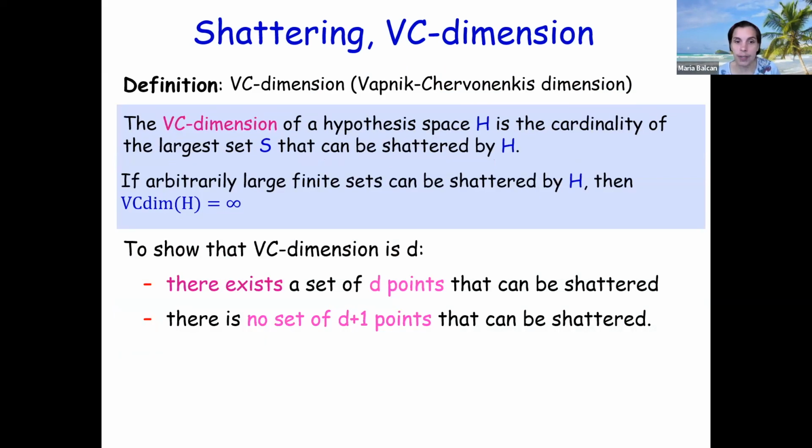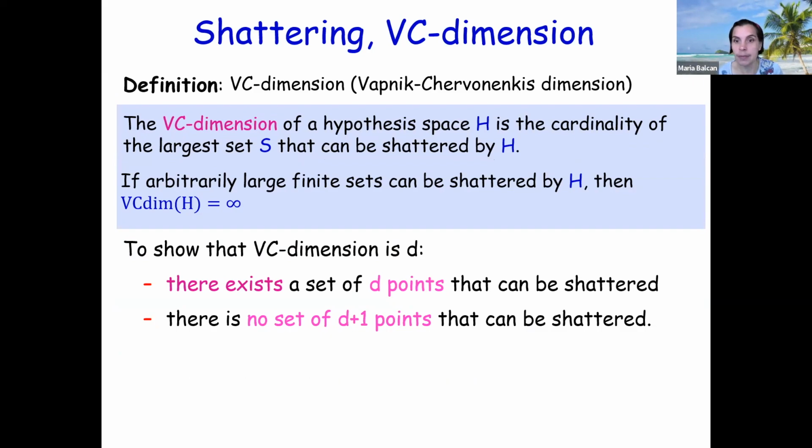And so to show that the VC dimension of a hypothesis space H is D, what we need to show is that there exists a set of D points that can be shattered, that can be labeled in all possible ways using classifiers from H. And we also need to show that there is no set of D+1 points that can be shattered.